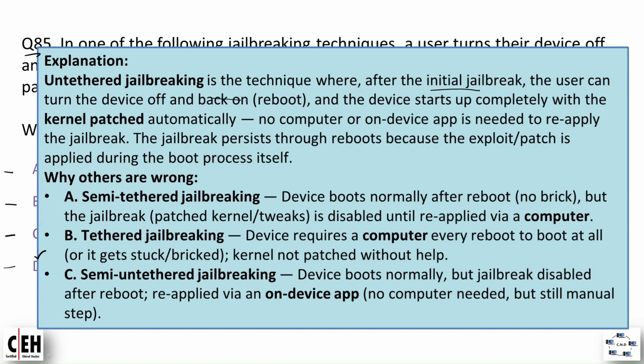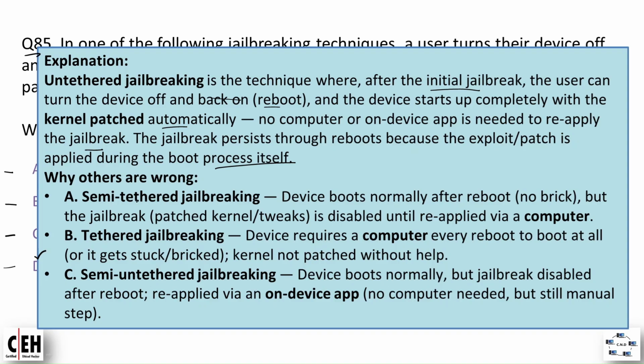And the explanation is, untethered jailbreaking is a technique where after the initial jailbreak, the user can turn the device off and back on, that is reboot, and the device starts up completely with the kernel patched automatically. No computer or on-device app is needed to reapply the jailbreak. The jailbreak persists through reboots because the exploit patch is applied during the boot process itself.